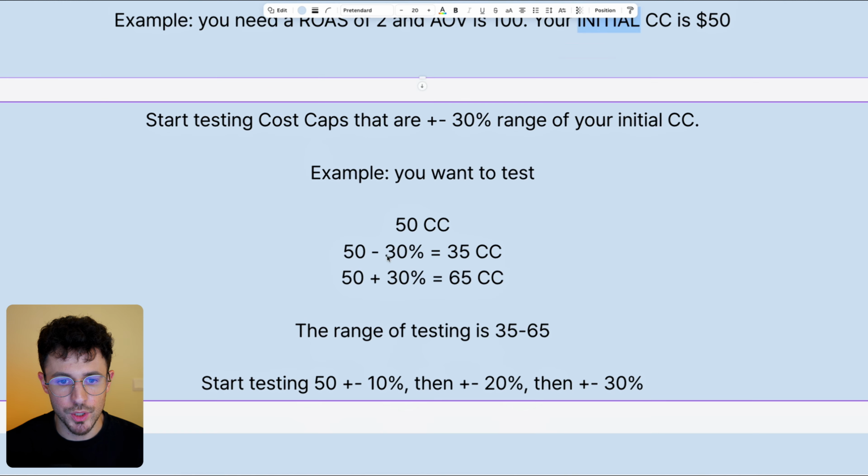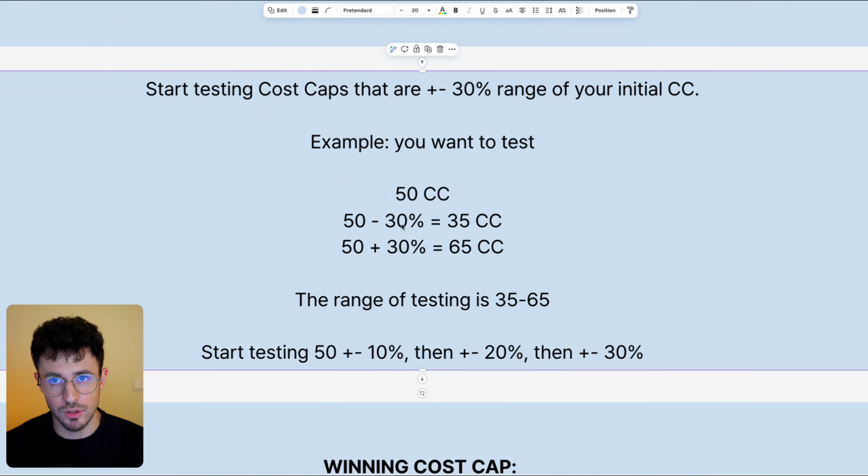Cool. So now what you want to do, you want to find the minus 30% cost cap, which is 35 in this case, and the plus 30% cost cap, which is 65 in this case. And so your range of testing of cost caps is between $35 and $65. And then you want to start testing with 50 plus and minus 10%, then plus or minus 20%, and plus or minus 30%.